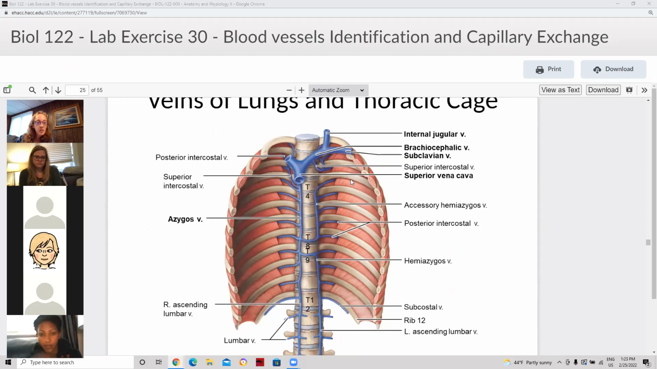Veins of the thoracic cage. Two brachiocephalic veins merge, becoming the superior vena cava. The heart would be right here. Subclavian vein.